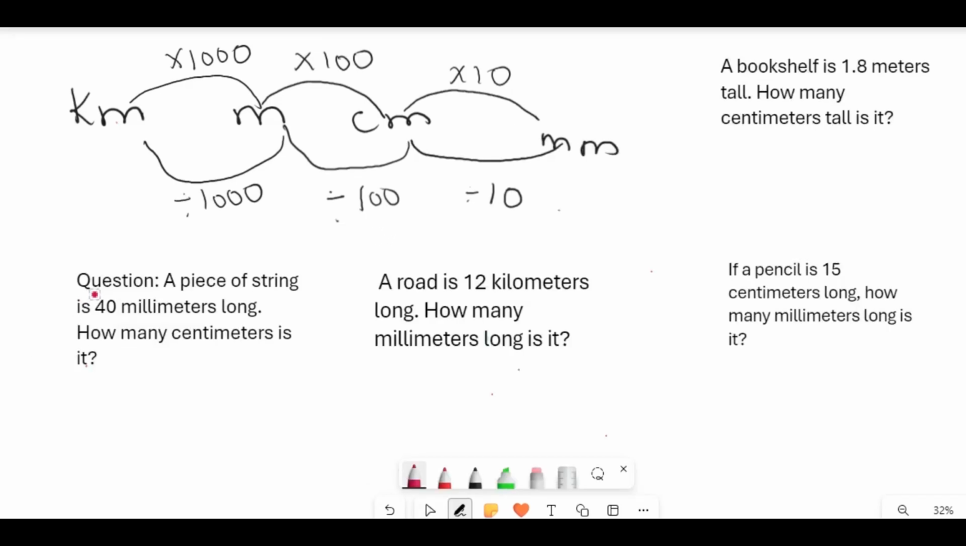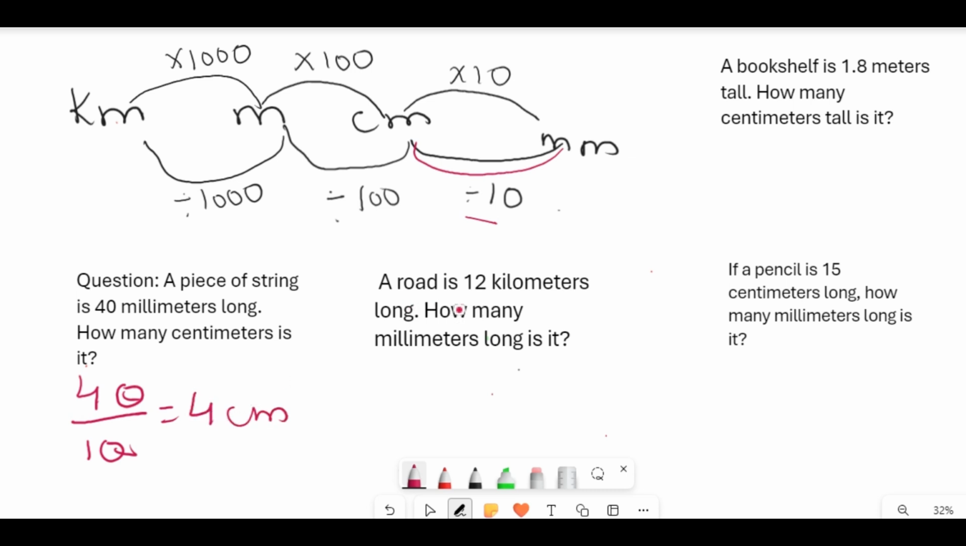Okay, let us start with question number 1. A piece of string is 40 millimeters long. How many centimeters is it? So you need to convert millimeter to centimeter. That means you will divide it by 10. So here it's 40 millimeters. That means 40 divided by 10. The 0 gets cancelled and you will get 4 centimeters.